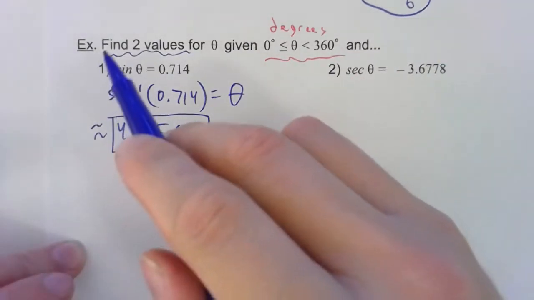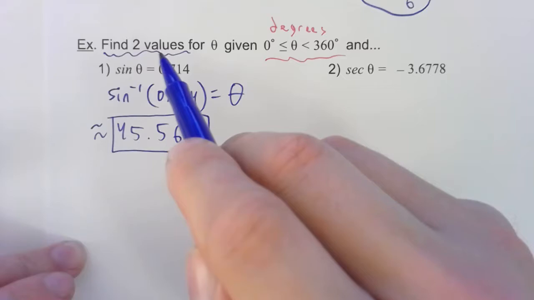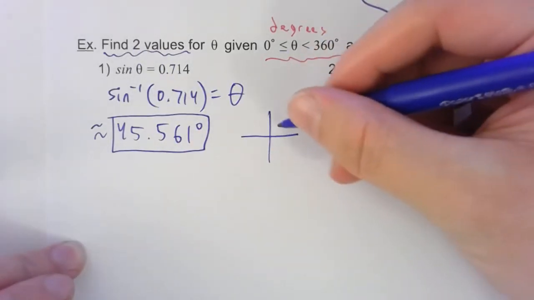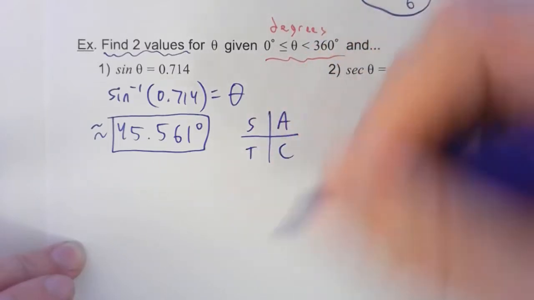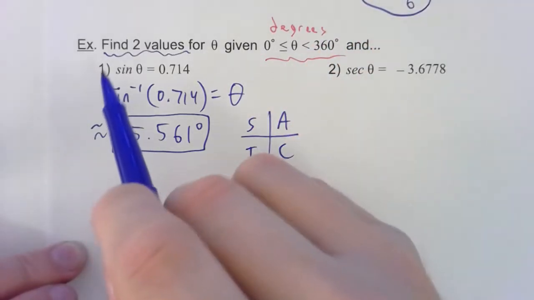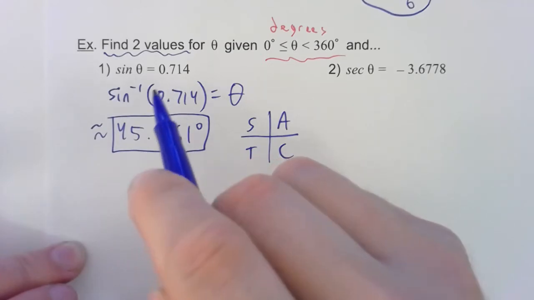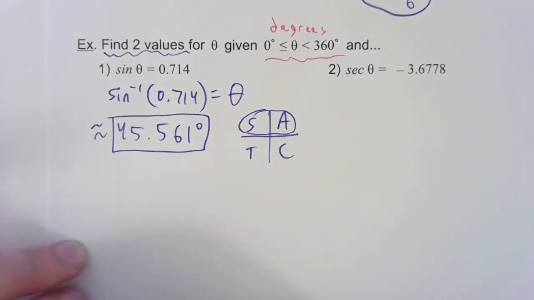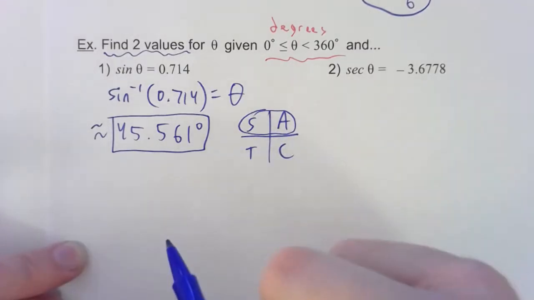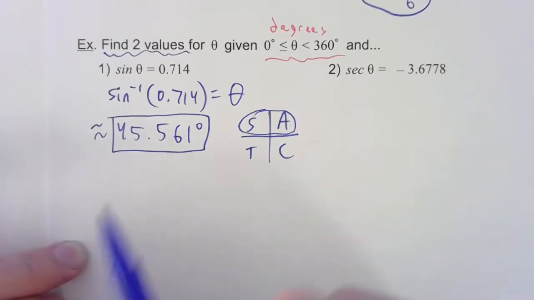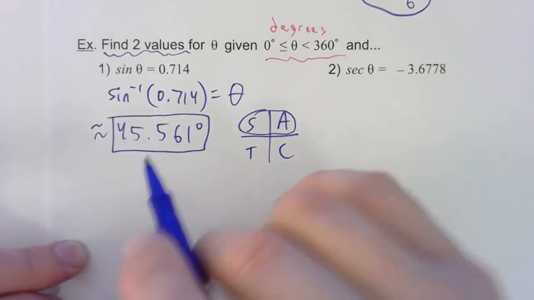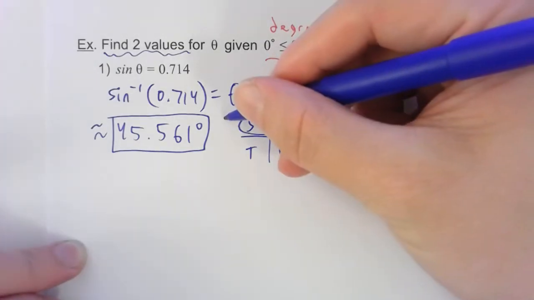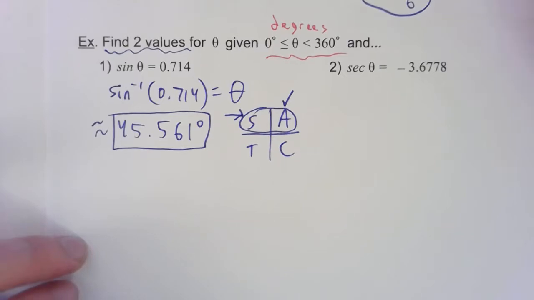Okay. The reason that we can find two different values and only two values in this interval is because there's two quadrants where sine is positive. So we want sine to be positive 0.714. So sine is positive in the first and second quadrants. So that means there should be an angle in each of those quadrants that has this sine value. Okay, well, we found an angle about 45 degrees. That would be in the first quadrant. So we found our first quadrant angle. So what we're looking for is our second quadrant angle.